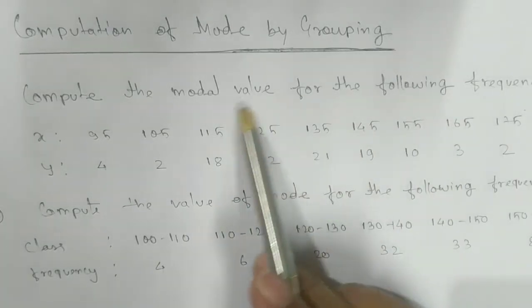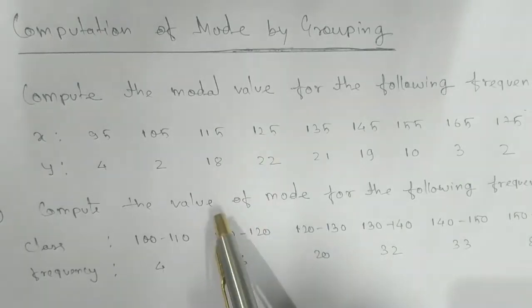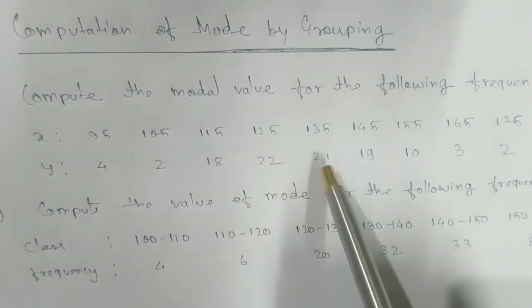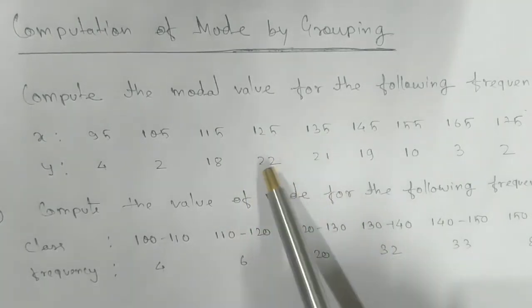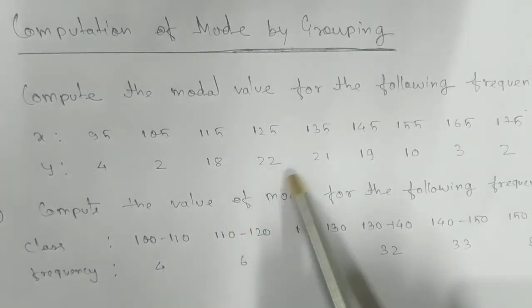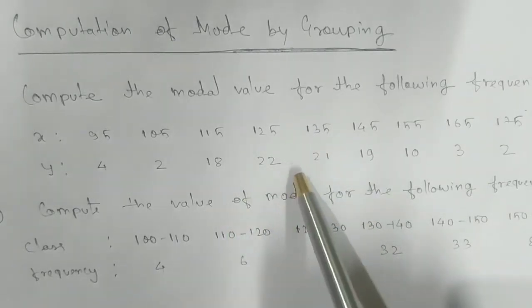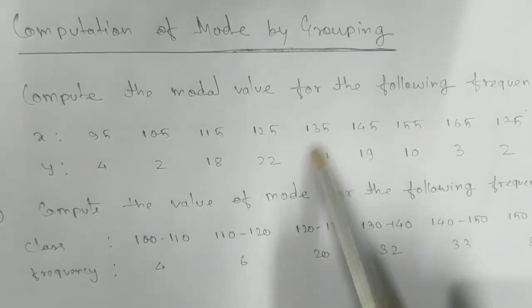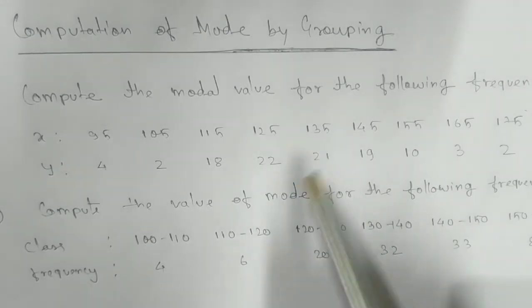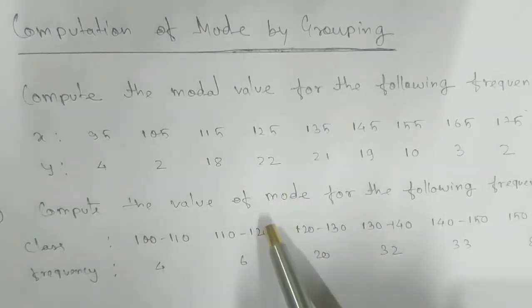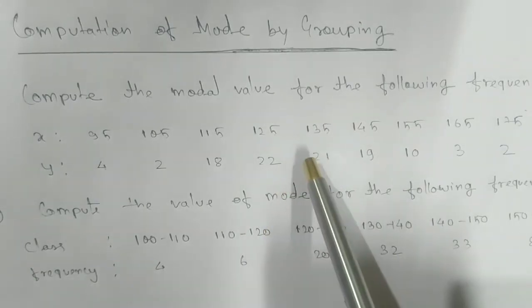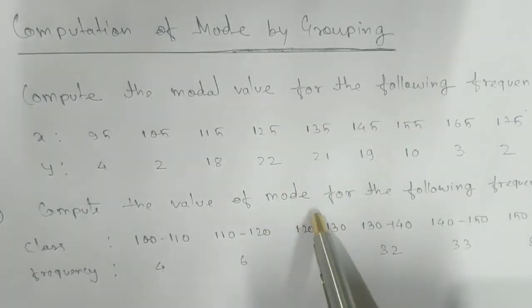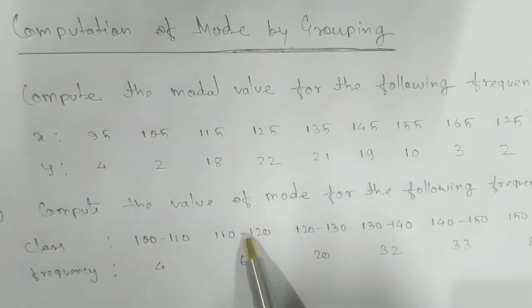That means your mode will be 125 if you think like that. But you can see that the preceding one is 21, which is very close to 22. Or sometimes the preceding one may also be 22. In that case, it is ill-defined, that means bimodal. So we need to use the grouping method to get our answer.